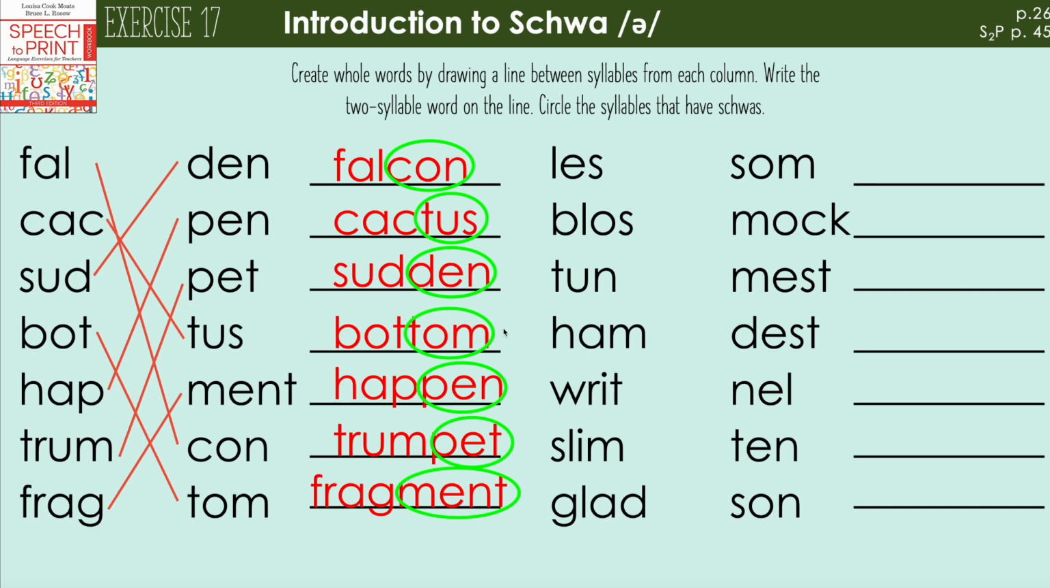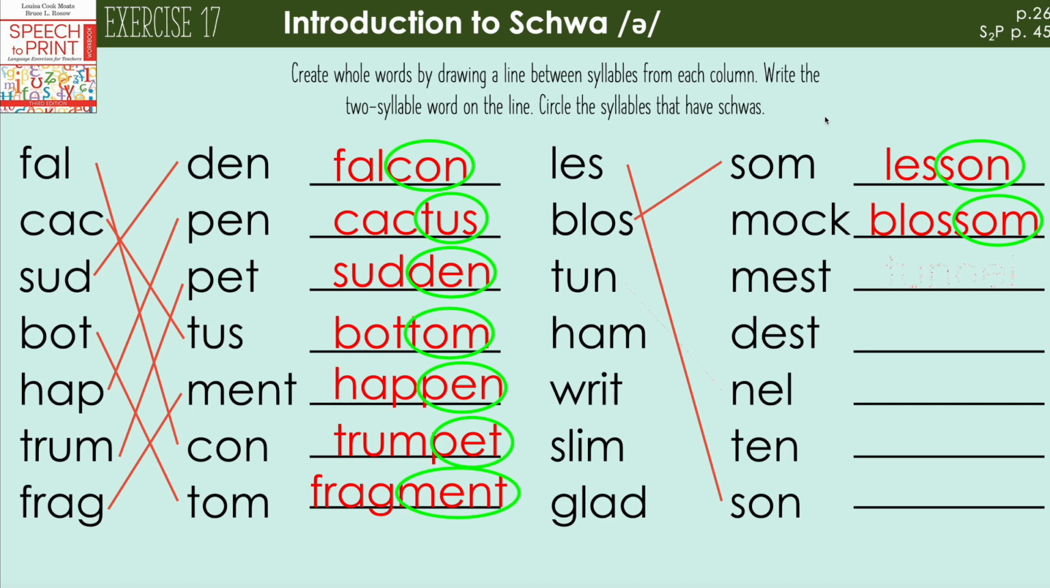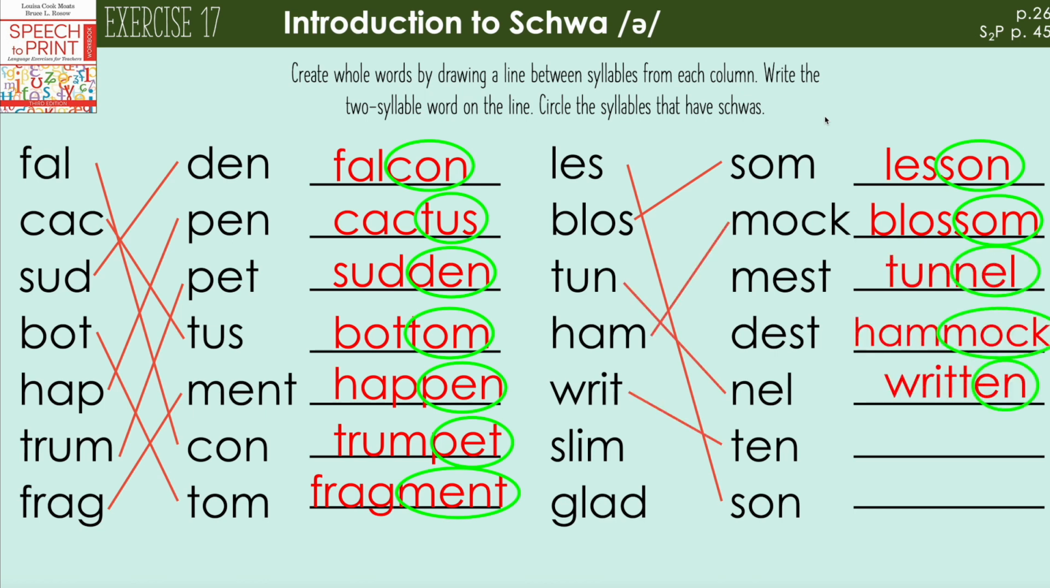So hopefully what you started to notice is that predominantly in the English language, we unaccent the second syllable. That happens so often. Now, we know it's not always the case. You have a go and again. Those have it on the first syllable, but predominantly you're going to see it occur on the second syllable a lot. So we have lesson, second syllable, blossom, second syllable, tunnel, same, hammock is the same, written, same, slimmest, same, and gladdest.